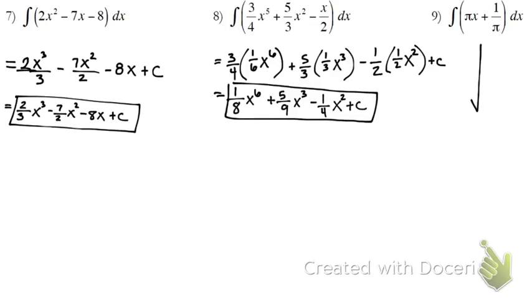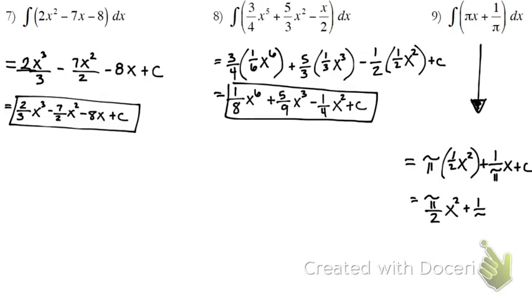For number 9, the integral of pi x. That pi is a constant, so it tags along for the ride. The integral of x is x to the 2nd power over 2, or 1/2 x to the 2nd power. The integral of 1 over pi, since 1 over pi is just a constant, would be 1 over pi times x plus c. So if I want to simplify this at all, I can write it as pi over 2 x squared plus 1 over pi x plus c.